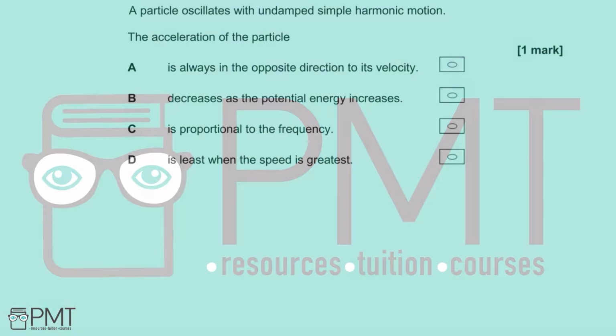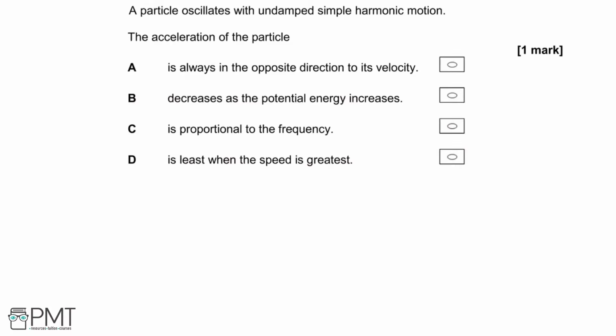A particle oscillates with undamped simple harmonic motion. The acceleration of the particle, four options here, is always in the opposite direction to its velocity, decreases as the potential energy increases, is proportional to the frequency, or is least when the speed is greatest. Now for this question, I think we should go through each of the possible answers and try to work out whether they're right or wrong, and then see if we can deduce the correct answer.